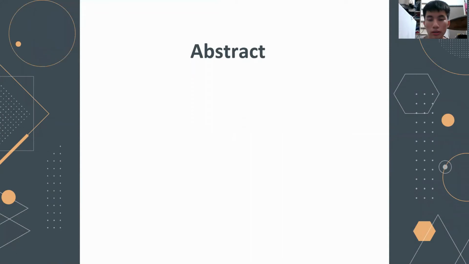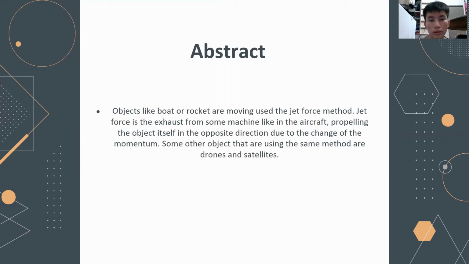So right now, this is basically the abstract of experiment 5. Objects like boats or rockets move using the jet force method. Jet force is the exhaust from some machine, like in an aircraft, propelling the object itself in the opposite direction due to the change of momentum. Some other objects that use the same method are drones and satellites.